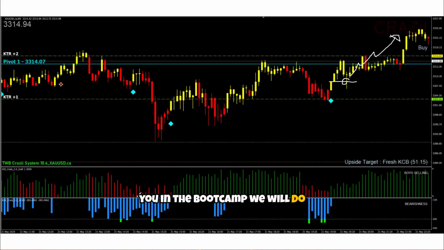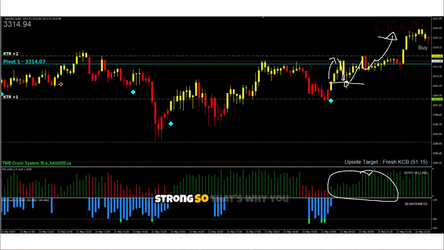In the bootcamp, we will do a lot of this sort of reversal trade, whereby the market comes down, goes up first, pulls back, recovers. This is a very strong uptrend. Yeah, very strong. So that's why you can really play a bit bigger along the way. So this is something you take note.